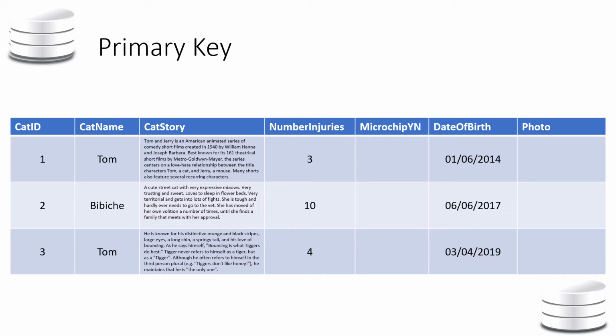So we need a better way to identify each cat in the table. And that's why we've created a field called cat ID. And each cat in the table will have a unique ID. So a primary key is a field in a table which is unique and which identifies a record in the table in a unique way. So if you have a number for the cat ID in this table, only one cat will come up.